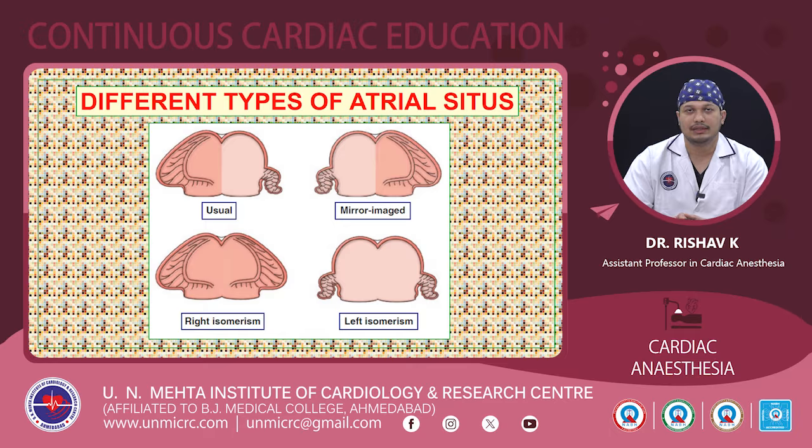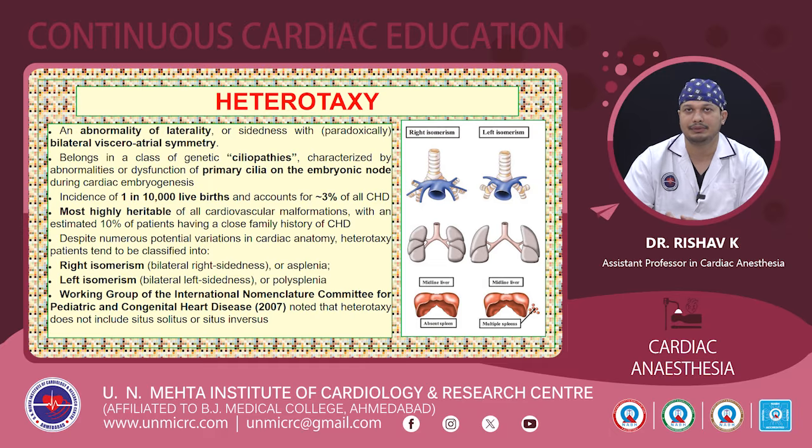So in the usual configuration, that is situs solitus, the right atrium will be to the right of the left atrium, or we can say the left atrium will be to the left of the right atrium. The opposite will be true in case of mirror image, where the morphological LA will be to the right of the right atrium. Now coming to isomerism. As we can see, it's obvious in this image that there can be either two configurations of morphological right atrium bilaterally, or two configurations of morphological left atrium bilaterally. So this is a pretty complex cardiac lesion, and we will be examining this in detail in the subsequent slides.